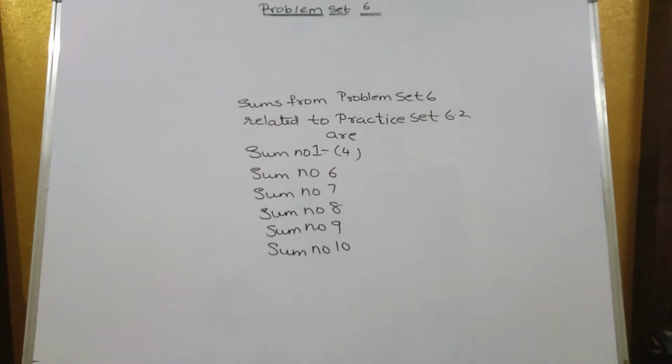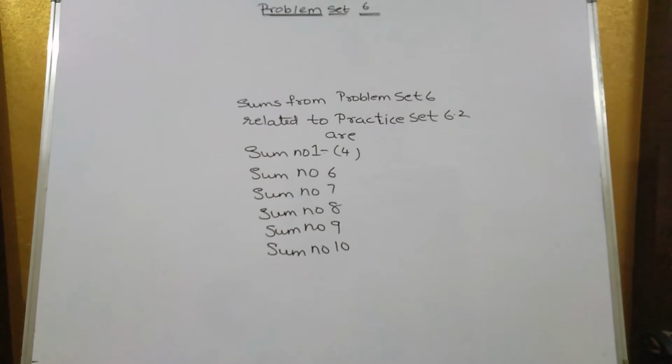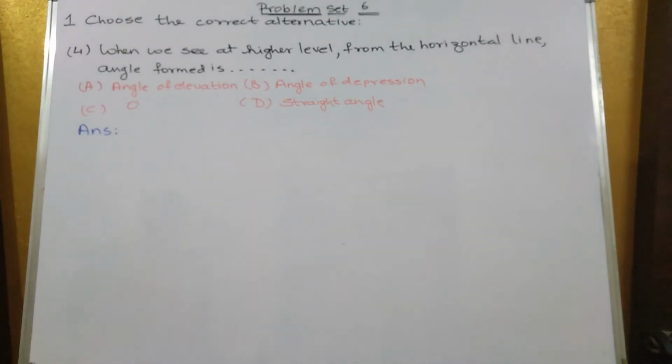Now the sums from problem set 6, which are related to practice set 6.2, are sum number 1, that is an MCQ question, choose a correct alternative. Only one sum is there, that is sum 4. Then sum number 6, sum number 7, sum number 8, sum number 9 and sum number 10. Now in choose a correct alternative, only one sum is left, that is sum number 4 from the first sum.